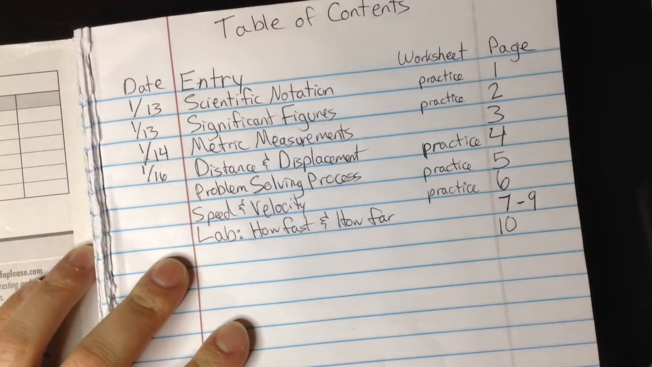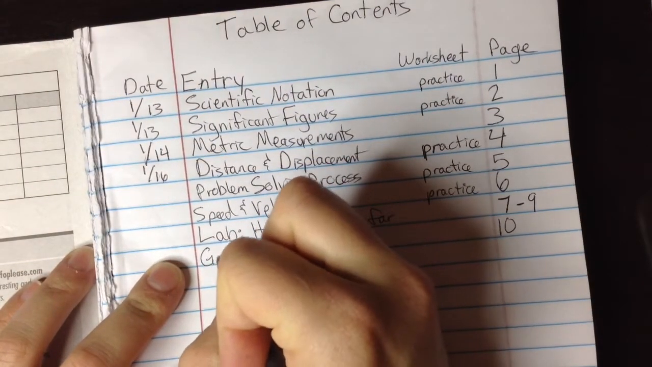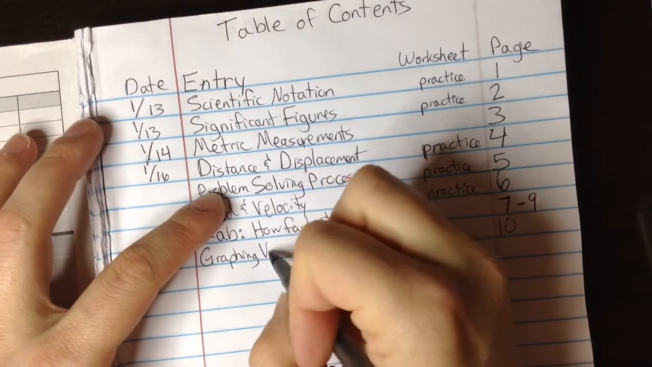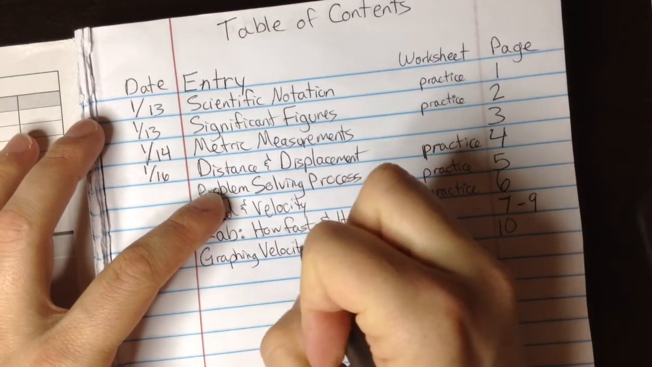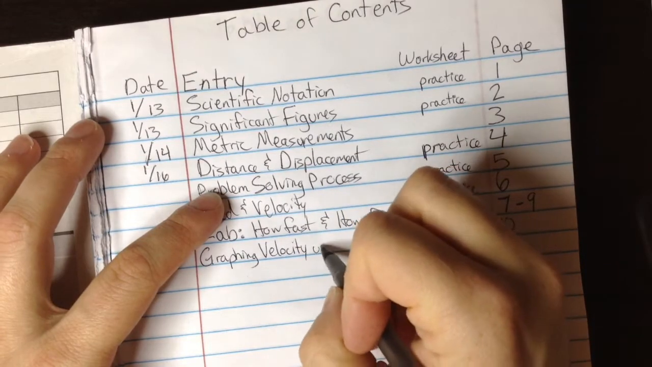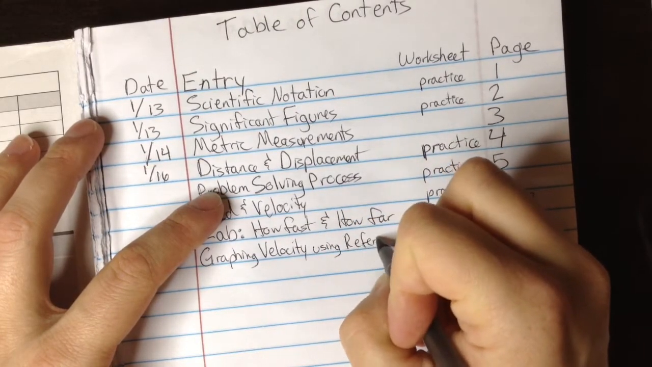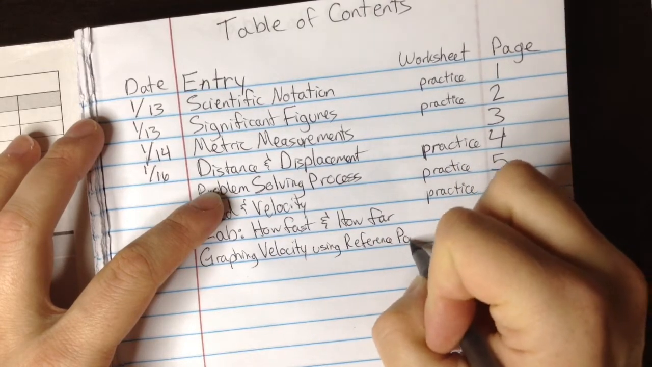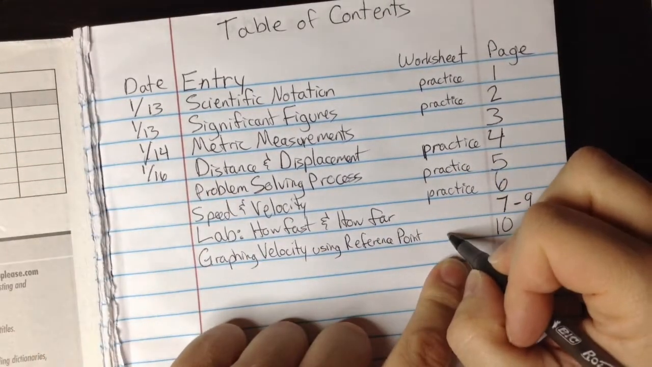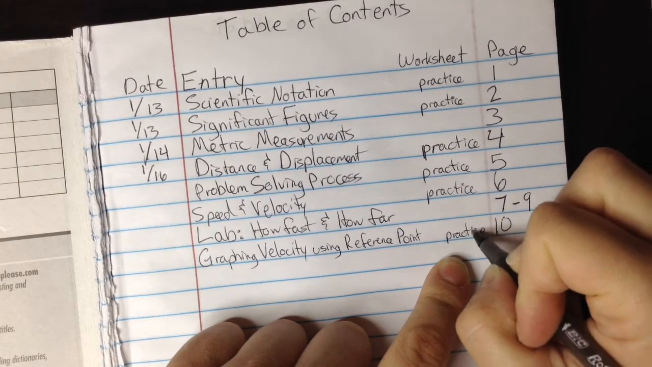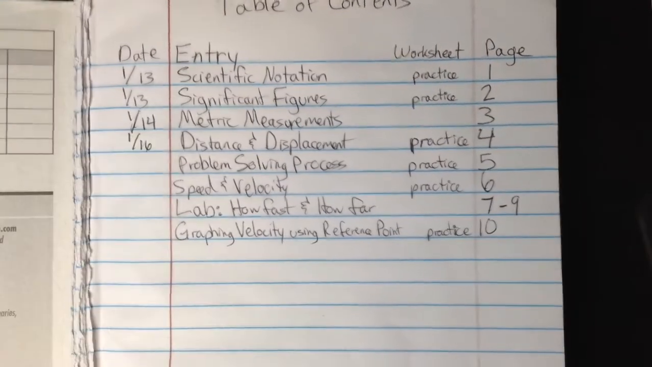Again, the title is right there on your paper. Graphing velocity using reference point. Okay, and yes, there will be a practice worksheet on this. You most likely won't do it today, but another time.